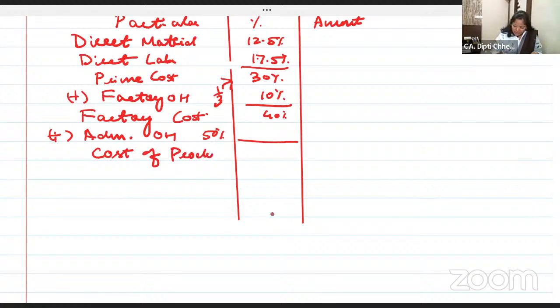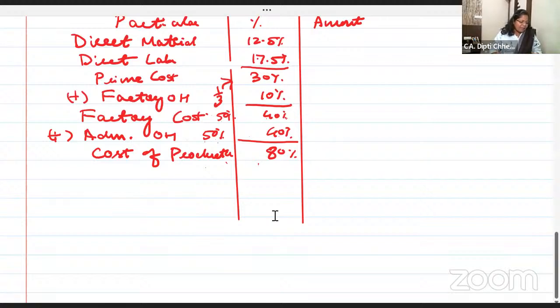Cost of production, administrative overhead is 50% of the cost of production, so factory cost will be 50% and this will be 80. Ma'am, please repeat. I will repeat. Administrative overhead is 50% of the cost of production, and factory cost and administrative overhead put together is this. That means if this is 40%, this is 40%, then only its half will come here. Did you understand? Cost of the production.